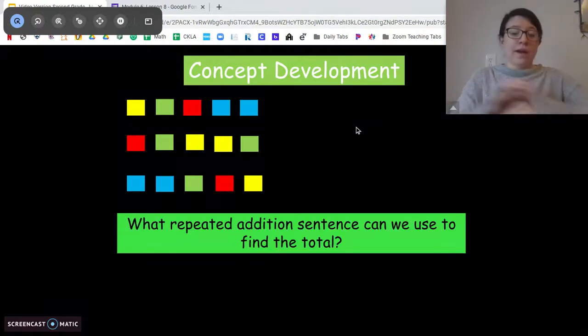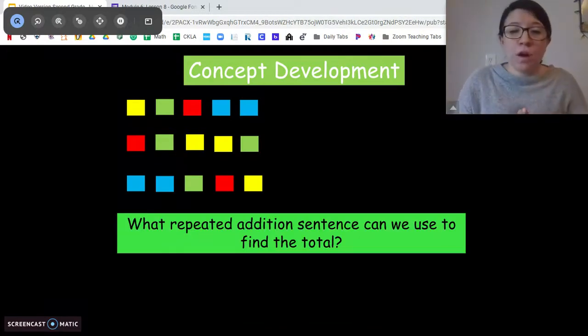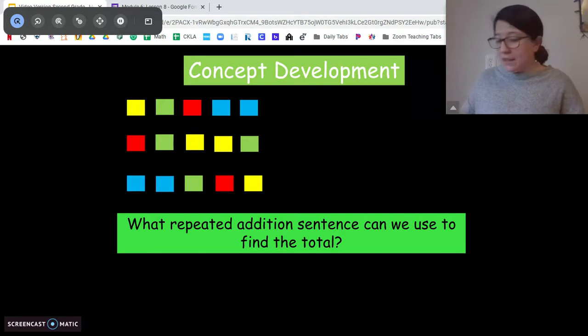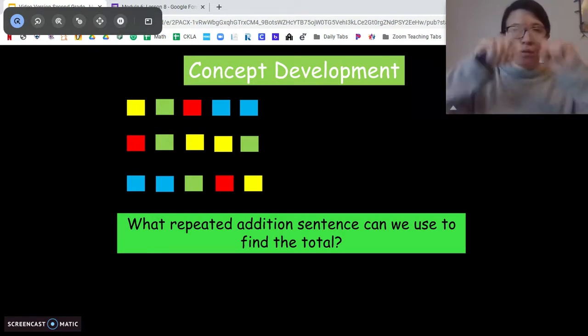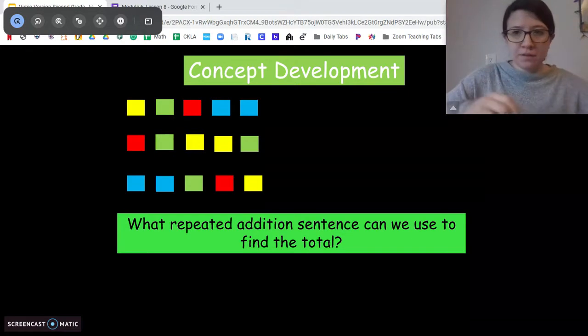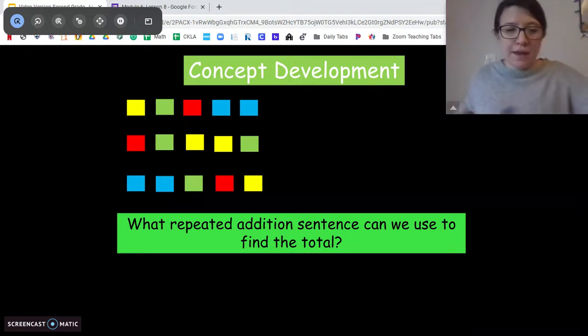Good. Okay. What I want you to do on your paper is to think about what repeated addition sentence we can use to find the total number of tiles. So I want you to write me a repeated addition sentence on your paper to figure out the total number of tiles. Pause and do that now. Come back when you're ready and we'll go over it.